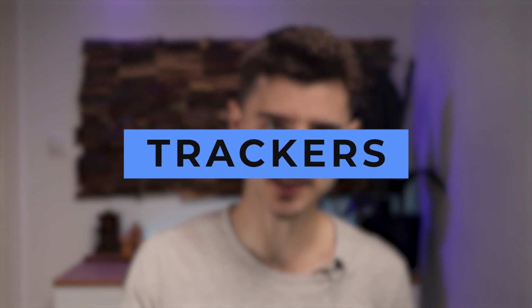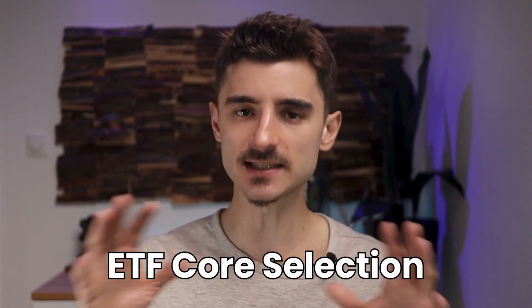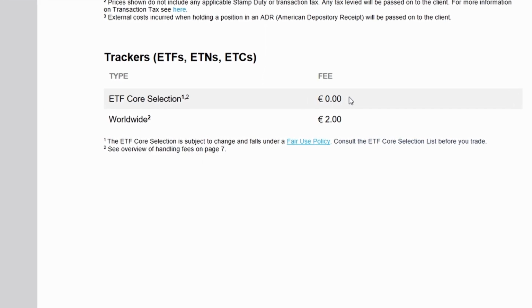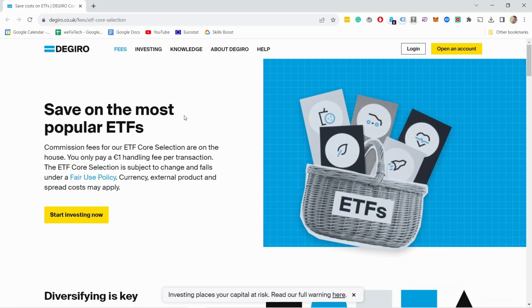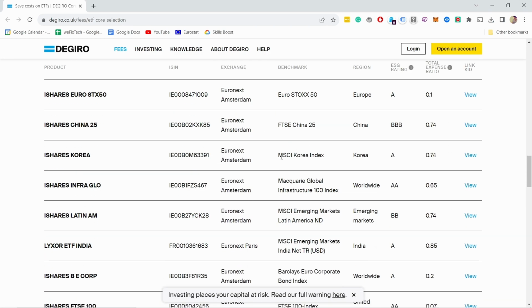So if you're interested in buying trackers such as S&P 500 ETF, then you're in luck because DEGIRO offers what they call ETF core selection. And if the ETF is part of this core selection, then it's free of charge once per month. But the rest of the ETFs are €2 per transaction. And if you want to know which ETFs are part of the core selection in DEGIRO, you just Google for it. And for your market, all these pages look the same. And you have a list of all the ETFs that are part of it.